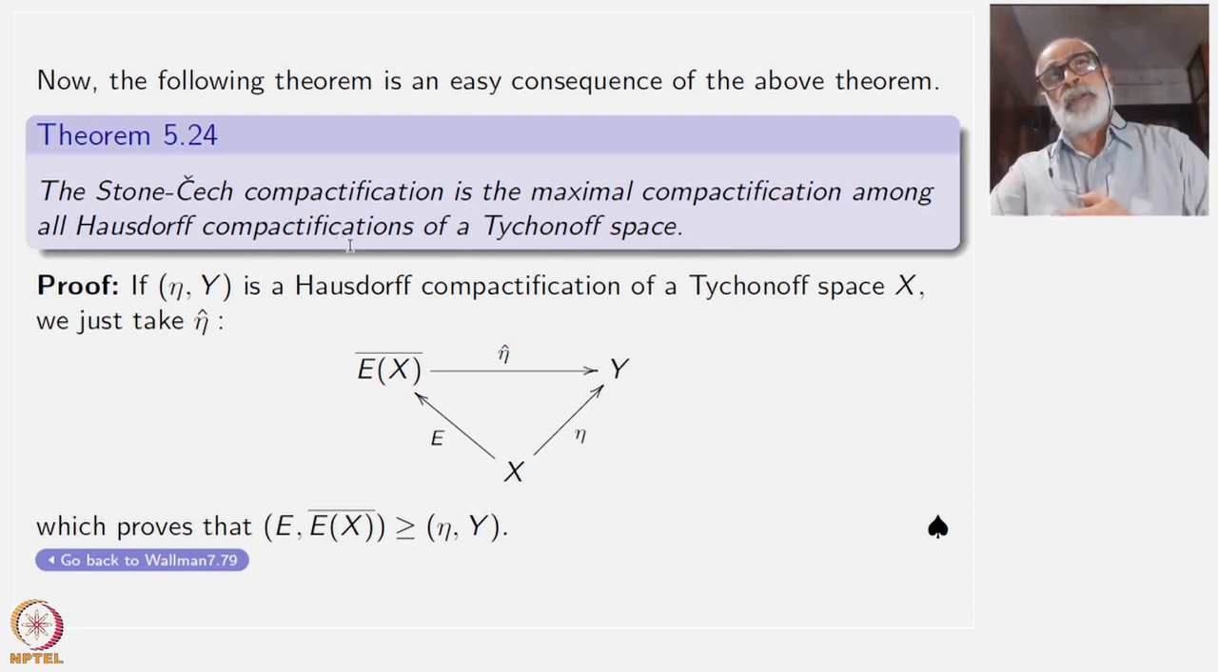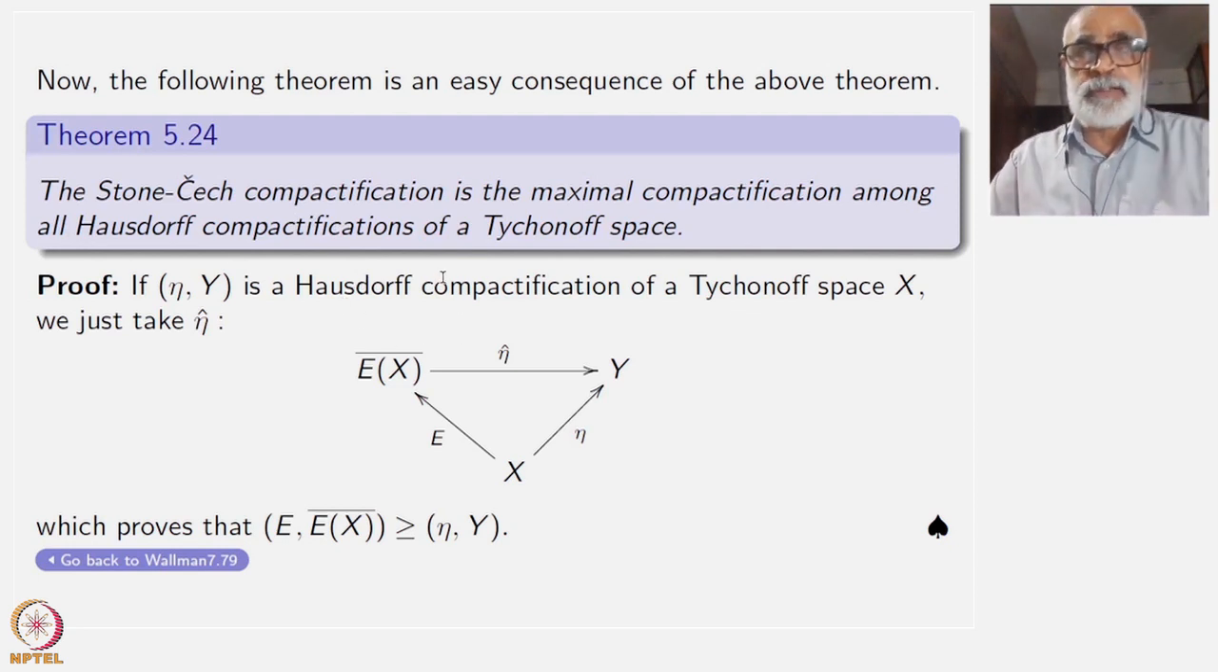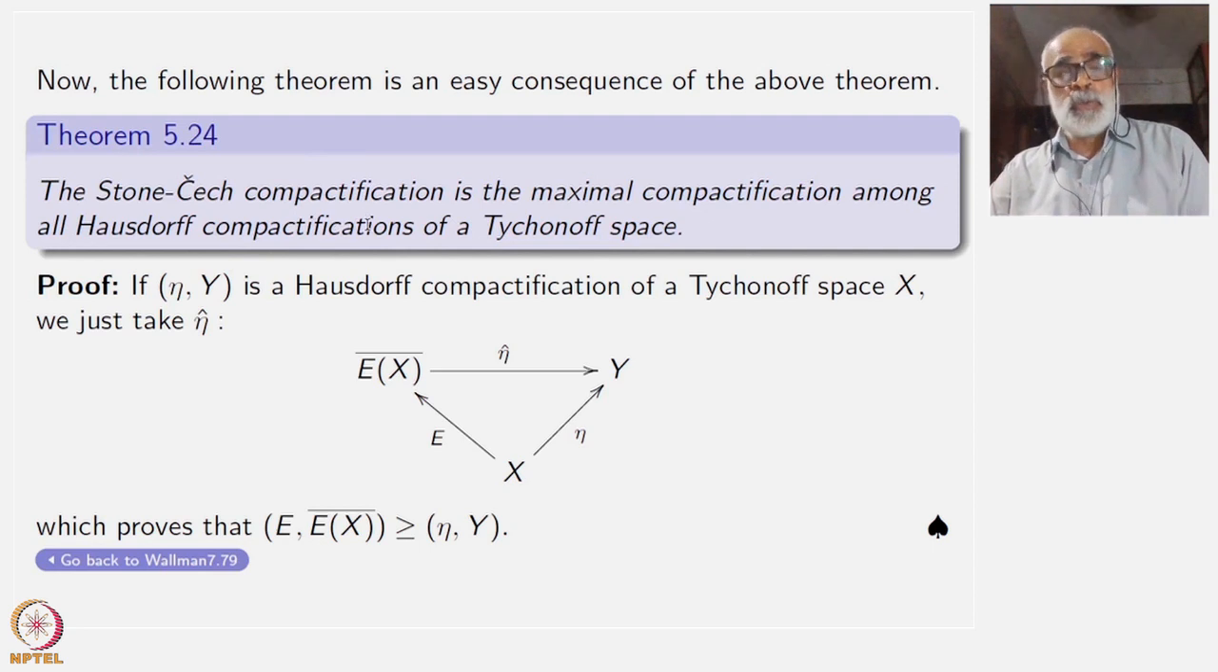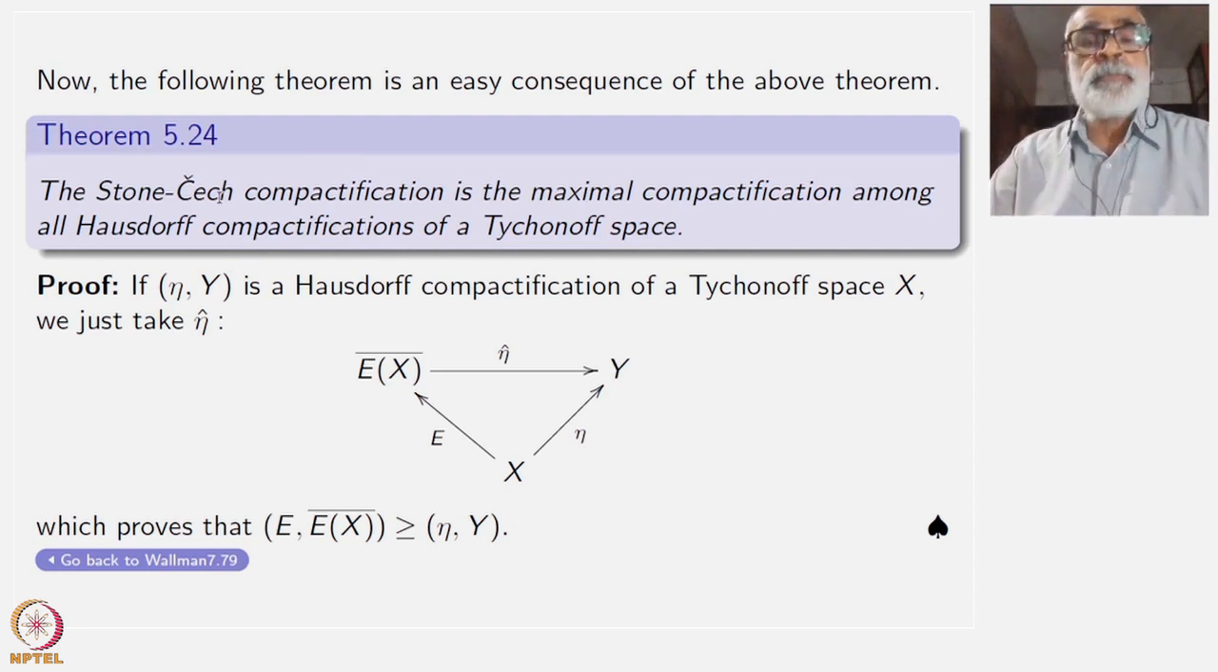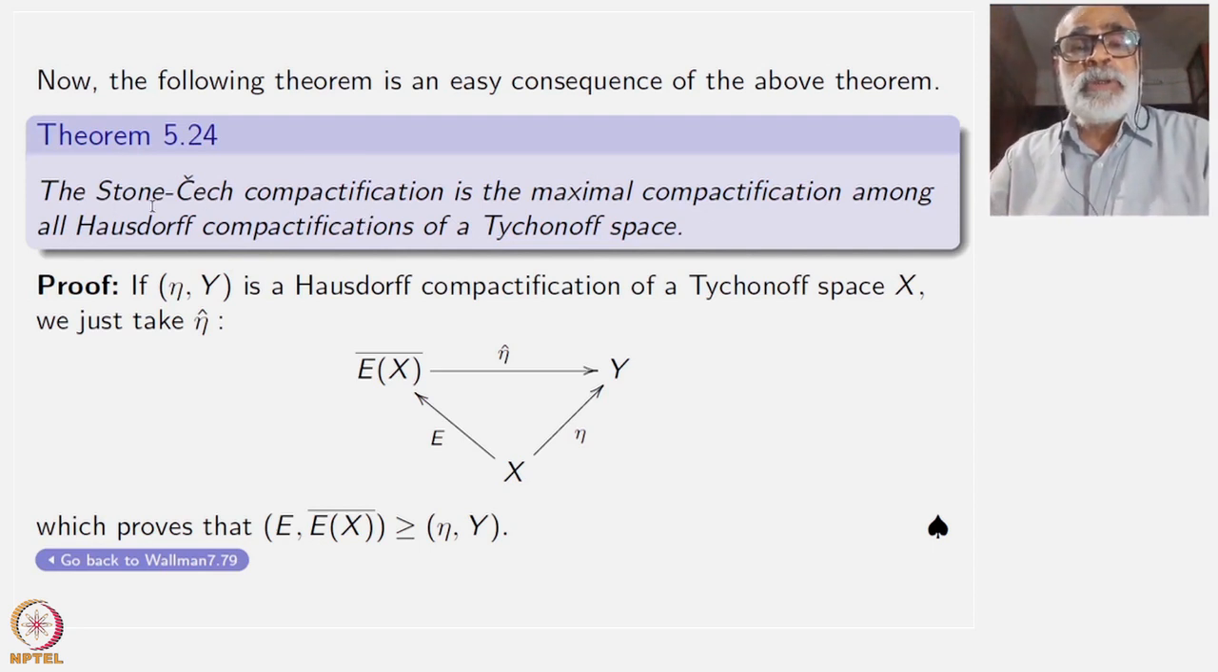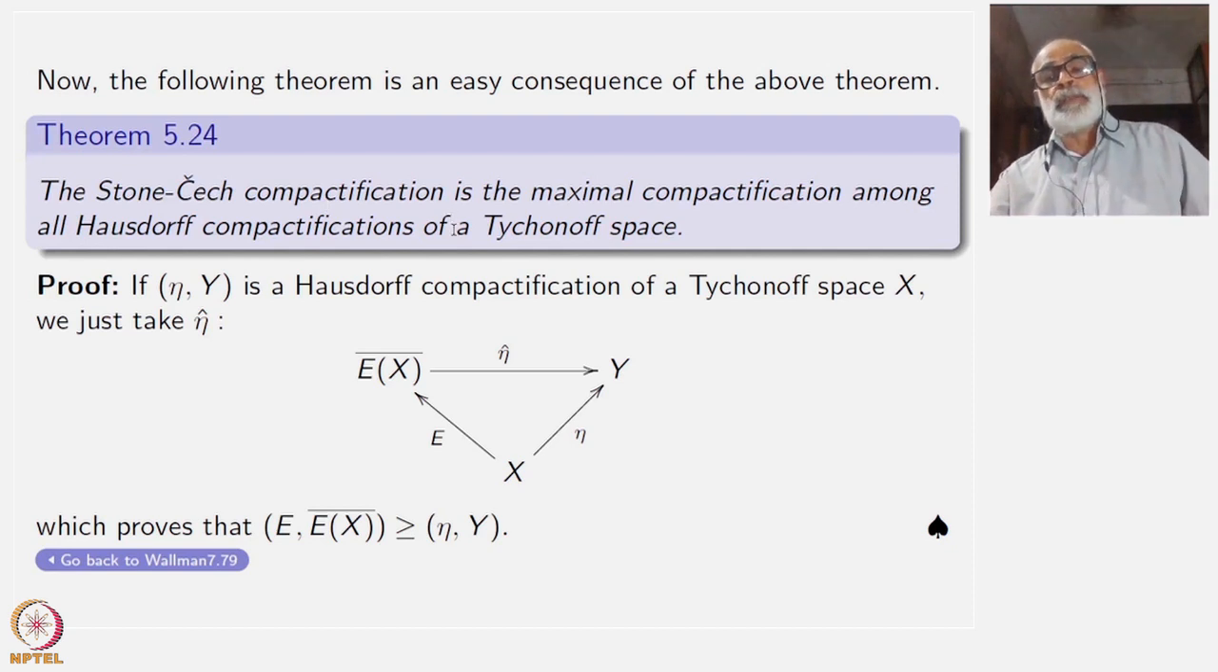Remember, we have a partial ordering defined on all compactifications of a given space. If you restrict only to Hausdorff compactifications, amongst all of them, the Stone-Cech is largest. Okay, if eta comma Y is a Hausdorff compactification of a Tikhonov space X. X is fixed.